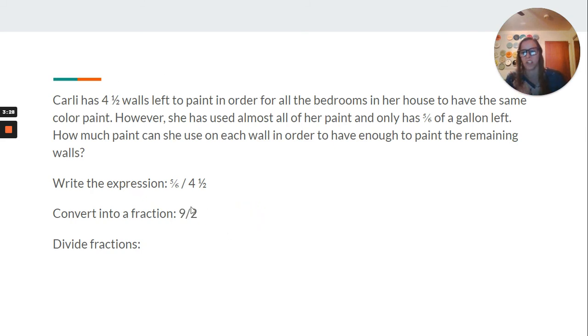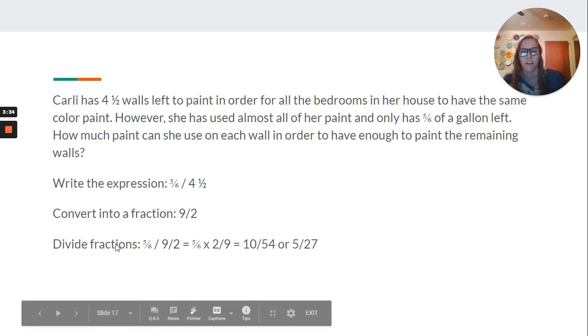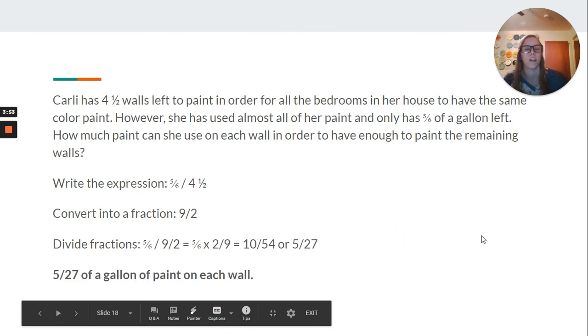Next, we convert to a fraction. So 4.5 in fraction form is 9/2. Then we divide. So 5/6 over 9/2. With dividing fractions, you always flip the second number. So 2 is now on the top, 9 is on the bottom, and then you multiply. 5 times 2 is 10, 6 times 9 is 54. We simplify it, so she can put 5/27 of a gallon of paint on each wall.